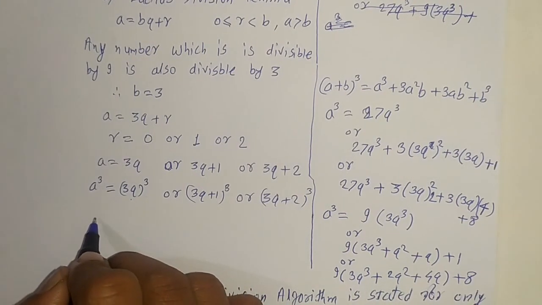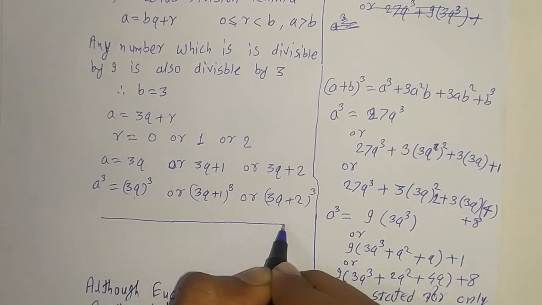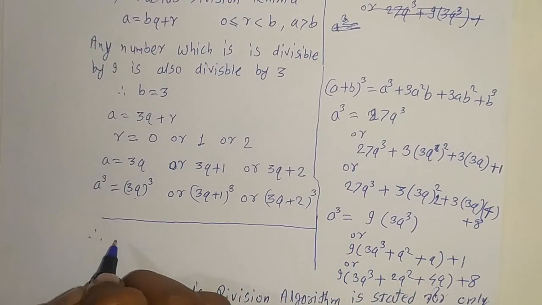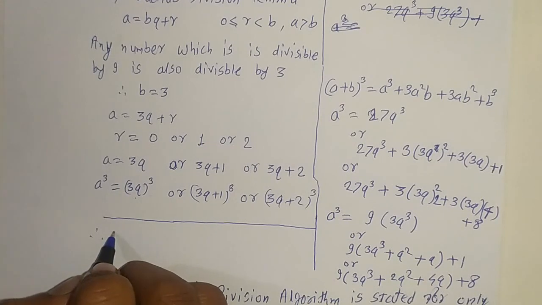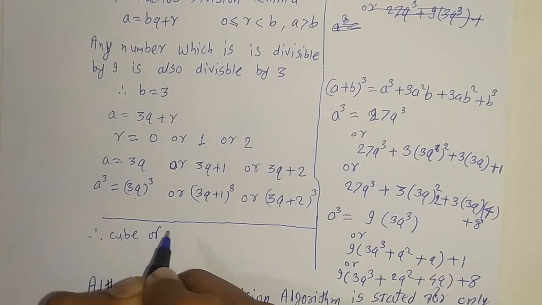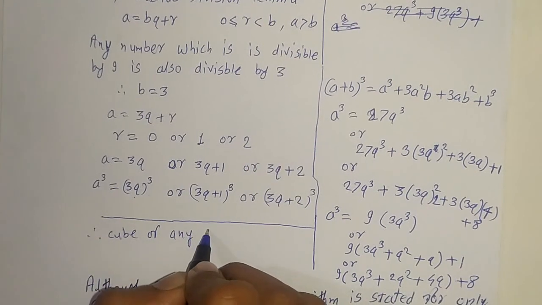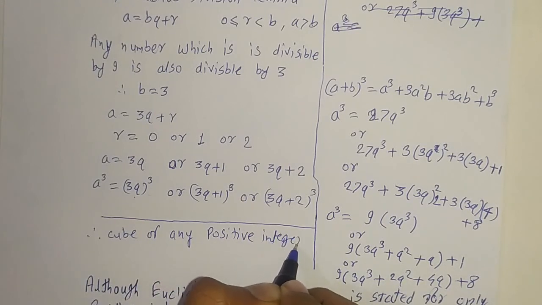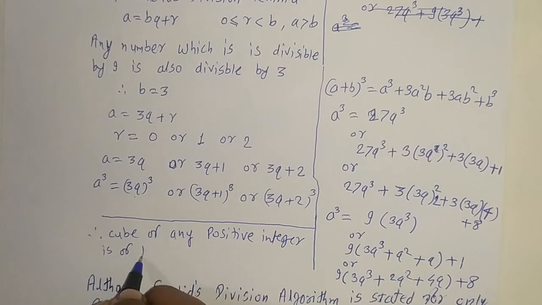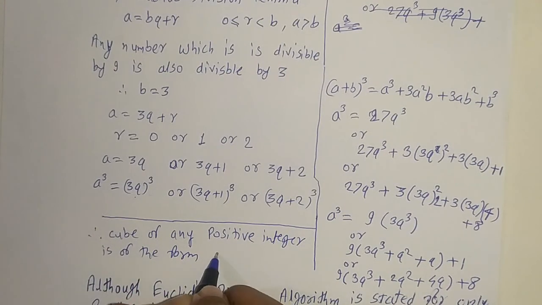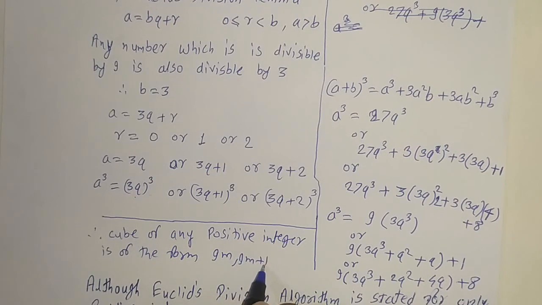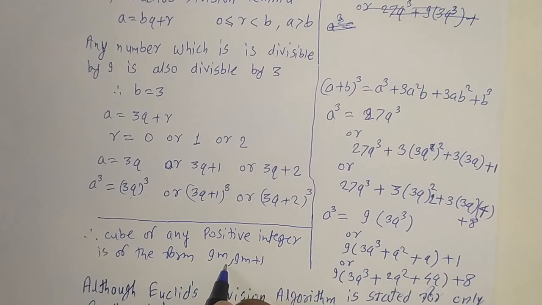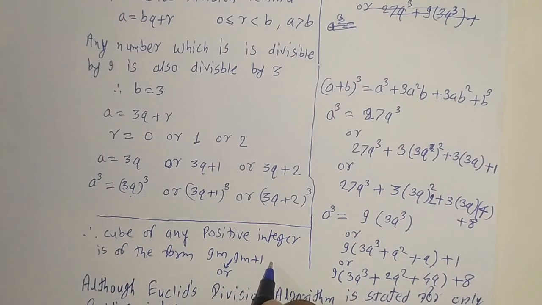So again I have to make one more partition here. Hence, the cube of any positive integer is of the form 9m, or 9m plus 1, write down, or 9m plus 8.